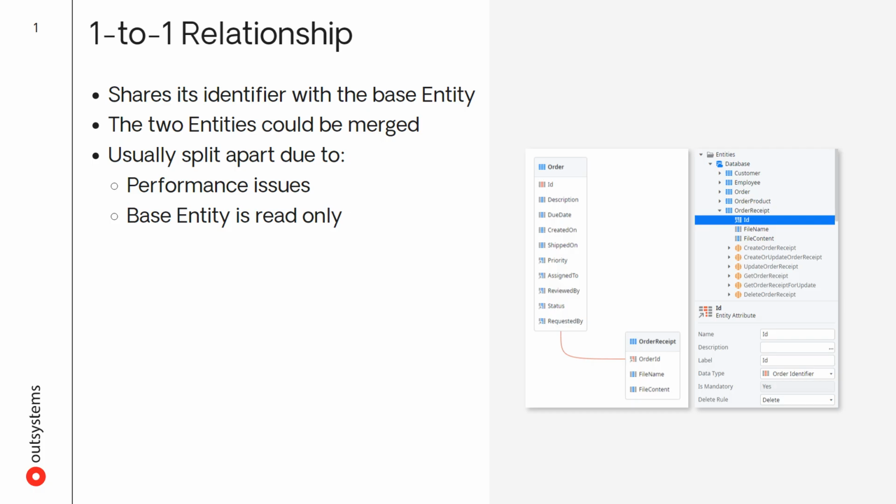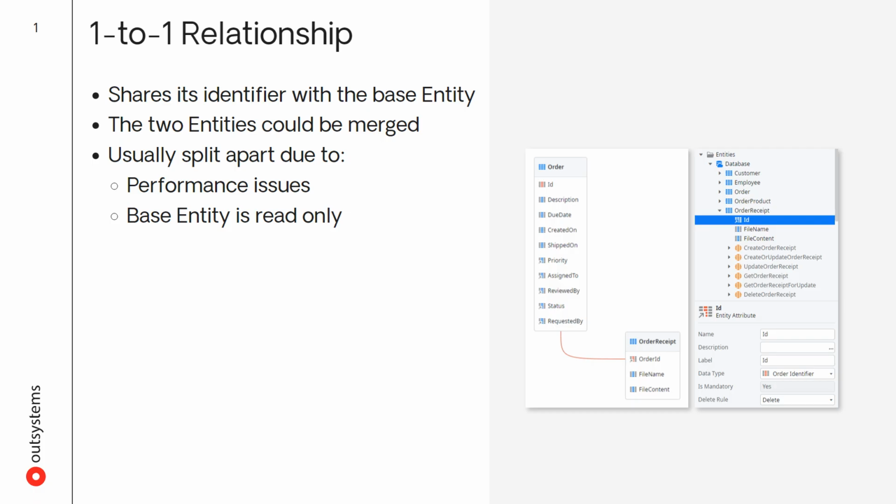In this example, the order receipt has the file content attribute, of type binary data, which represents the receipt file itself. If we had these two entities merged, whenever we wanted to list all the orders, the receipt files could easily be fetched from the database as well, which can potentially become a heavy operation, since the files can be large. So, having them separated avoids that problem, and we can still easily fetch the receipt when we need to.